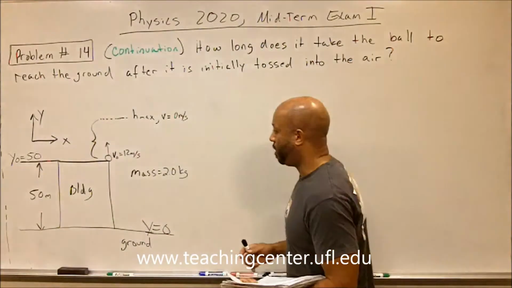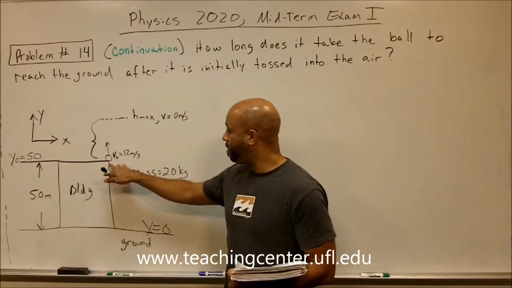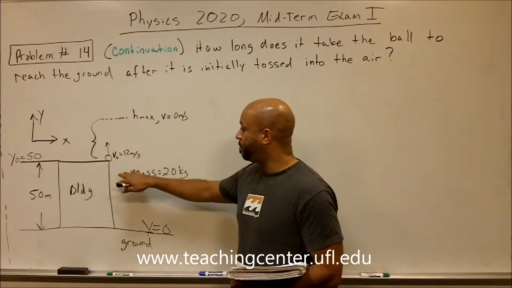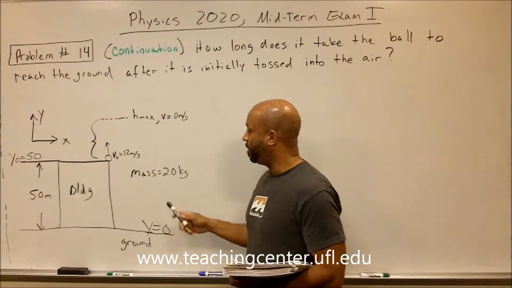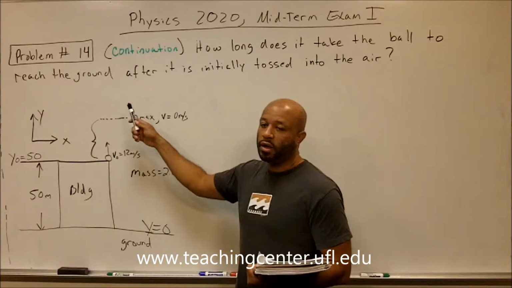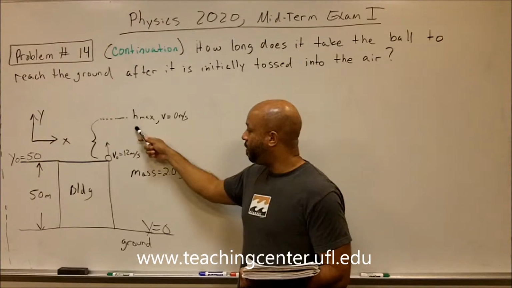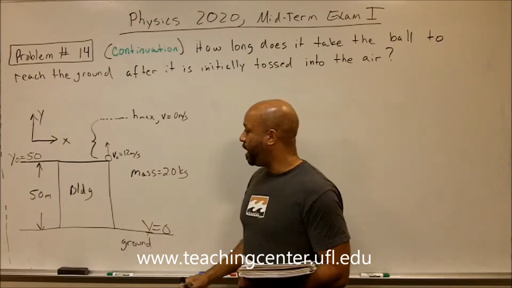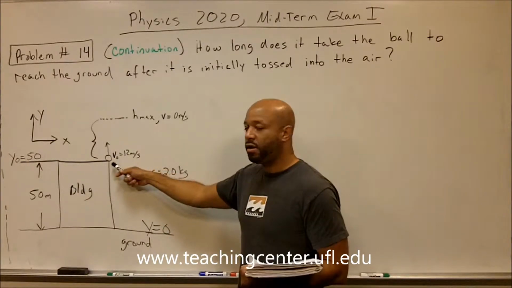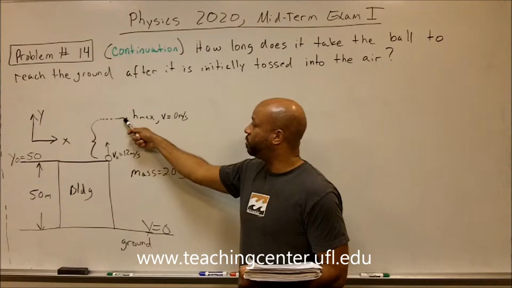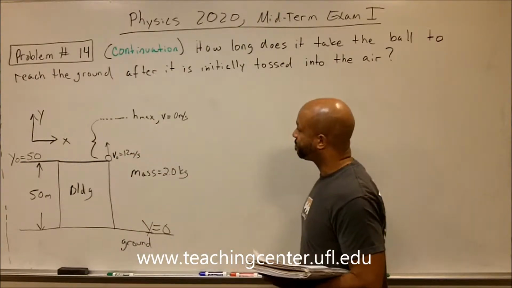So if you remember from problem 13, we had a ball that was initially tossed in the air on top of a 50-meter building with an initial velocity of 12 meters per second. And so this ball would reach its maximum height, and then it's going to return back to the ground, and it's asking us to find the total time it takes for the ball after it's initially launched to reach its maximum height and then return back down to the ground. And so what is that time?